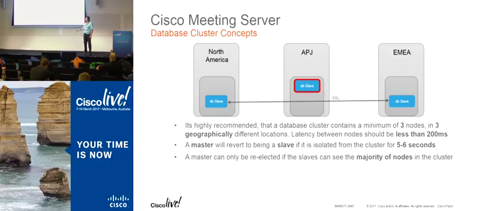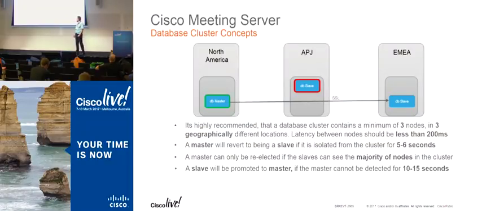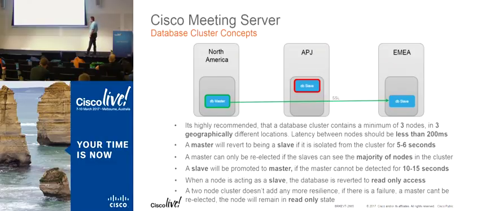So in this case, our 2 slaves can see 2/3 of the nodes within the cluster. So now one can be renominated. A slave will be promoted to a master if the master can't be detected for 10 to 15 seconds. So now we have a new master within North America. When a node is acting as a slave, it still continues to operate, but we can't make any changes to the space information or to the configuration through the API. Nothing can be modified on the database. It's purely read-only, so it will still function, we just can't make any changes.